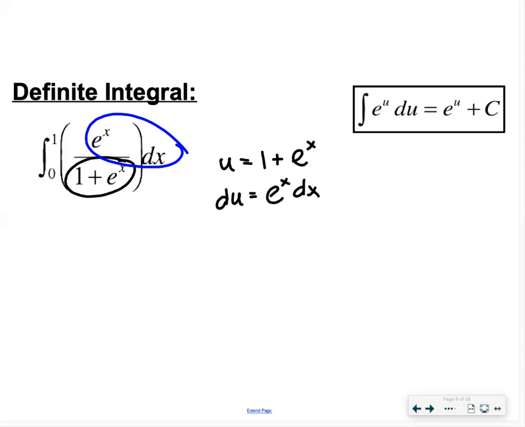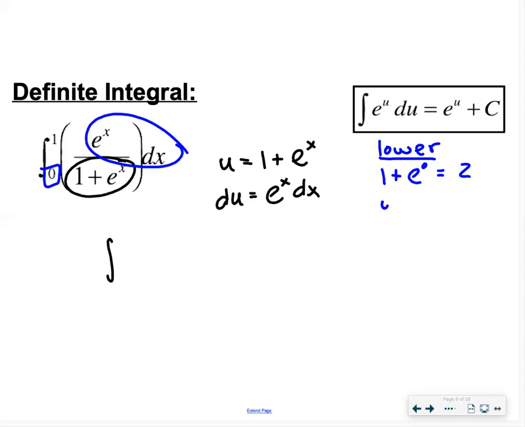Okay. Rewriting it though, we're going to have to change our boundaries again if we're going to leave it in terms of u. So let's write a new lower and upper boundary. So I'm going to write lower over here. And again, remember, just take your old lower boundary and plug it in for your u. So this would be 1 plus e to the 0. What is anything raised to the 0? 1. Good. So 1 plus 1 is 2.